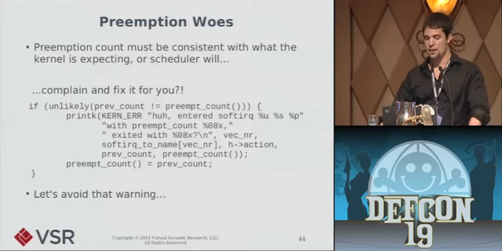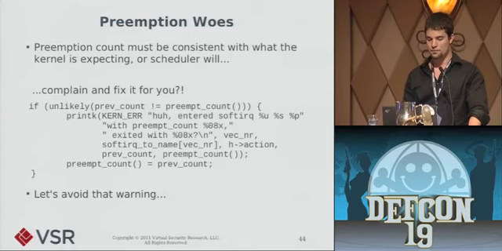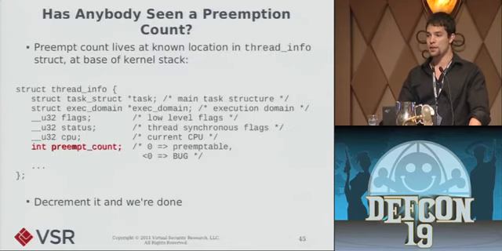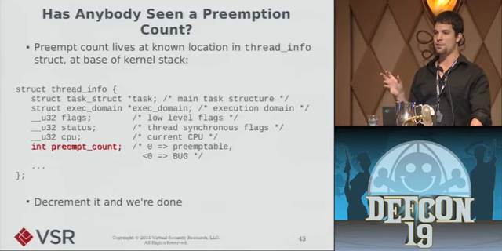More recently, they put in a check where if it's not what it expects it to be, it actually just complains a little bit and fixes it for you, which is really nice for exploitation and saved me a lot of trouble when I was first getting this up and running. But for the sake of completeness, we'll avoid that warning because we don't want anything to be logged. It's really easy to find the preemption count. It just lives in this thread info structure, which is at the base of the kernel stack of whatever process it is. So we know where the soft-IRQ stack is. We just find the base of it, and then this variable is at a known offset from that base, and we just decrement it appropriately, and that's all we need to do.